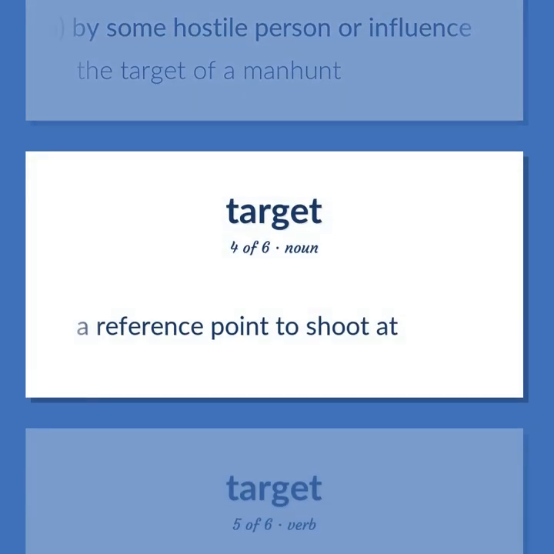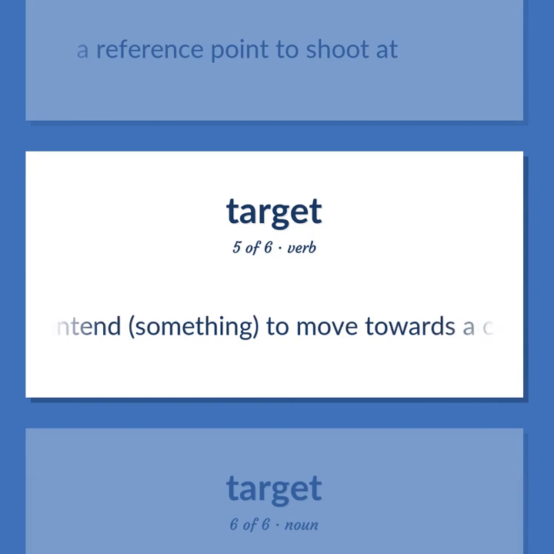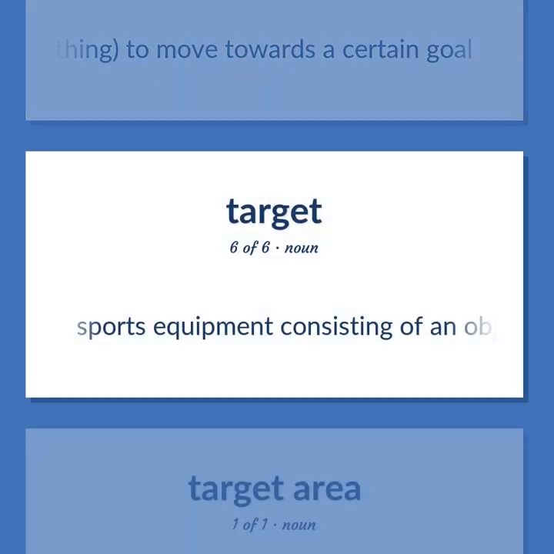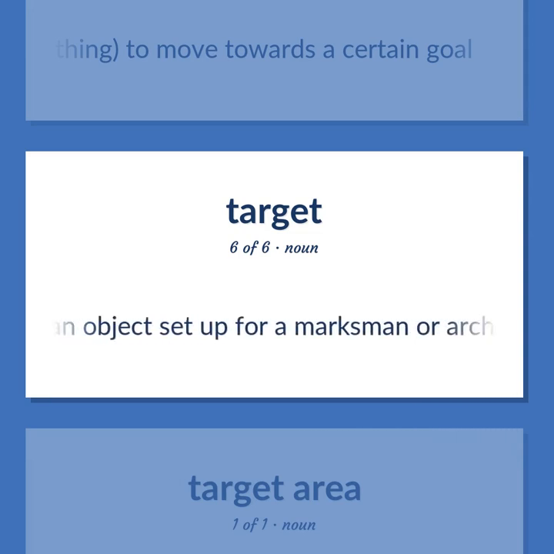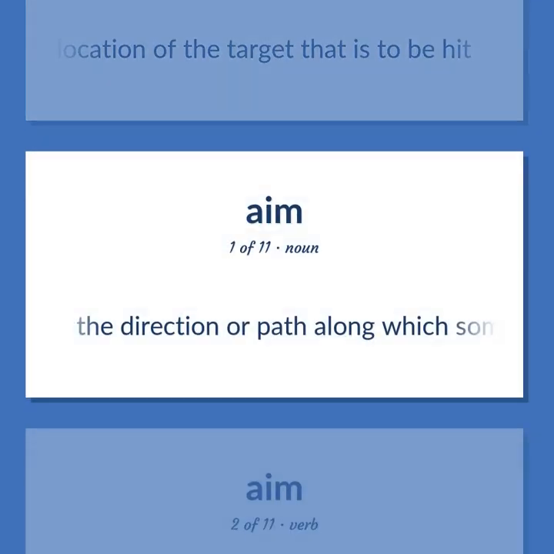A reference point to shoot at. Intend, something, to move towards a certain goal. Sports equipment consisting of an object set up for a marksman or archer to aim at. The location of the target that is to be hit. The direction or path along which something moves or along which it lies.